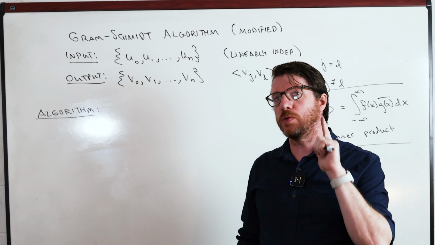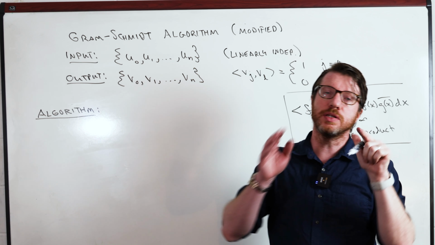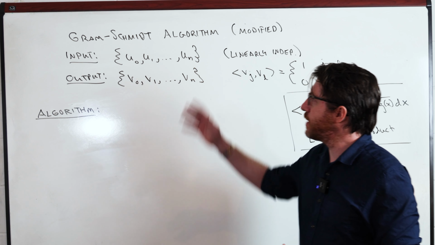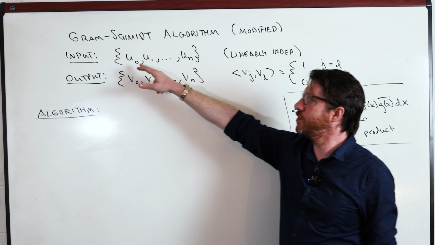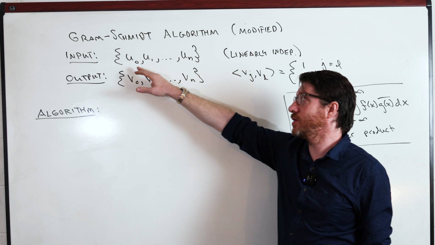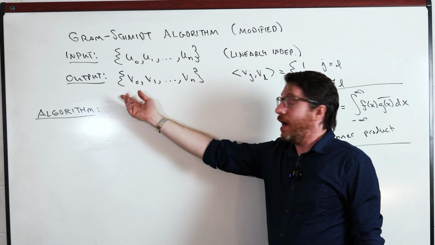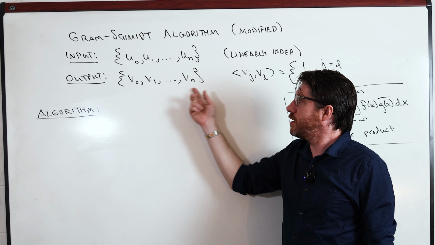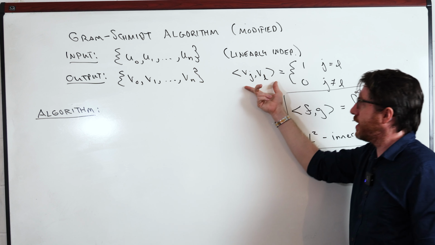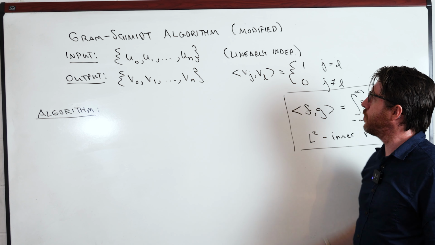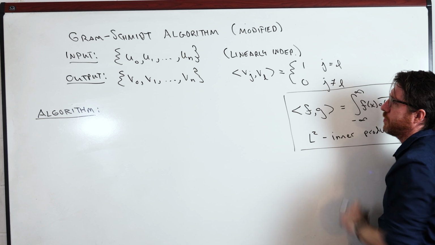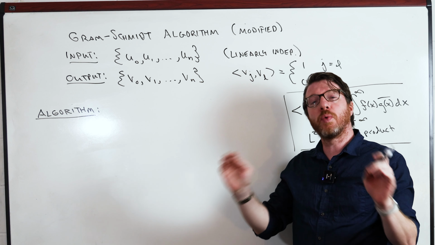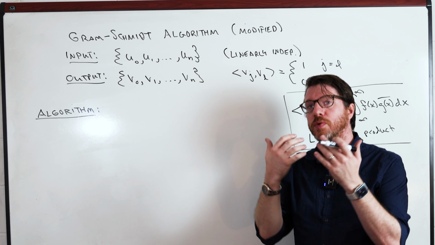Okay, so now let's go ahead and talk about the Gram-Schmidt algorithm. The Gram-Schmidt algorithm is this. You take an input of your vectors, say u0, u1 up to un, and the output is v0, v1 up to vn. What we would like is for this inner product to be 1 when j and l agree, and 0 when they don't agree. So these are pairwise orthogonal and also normalized.